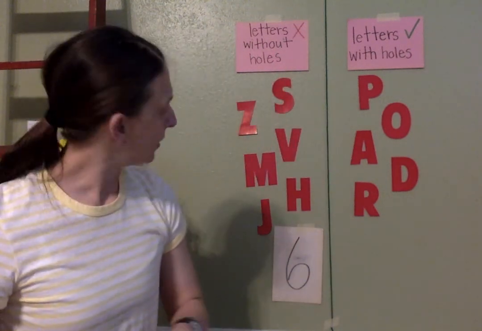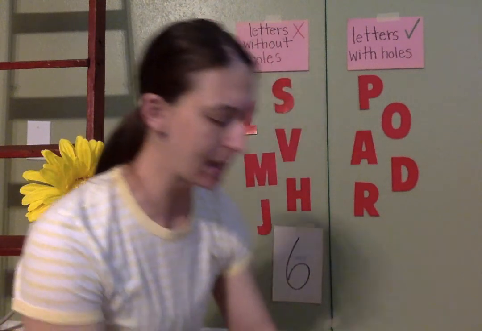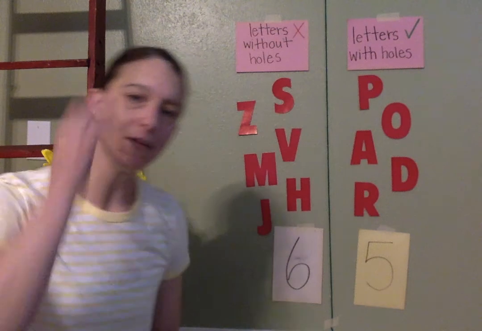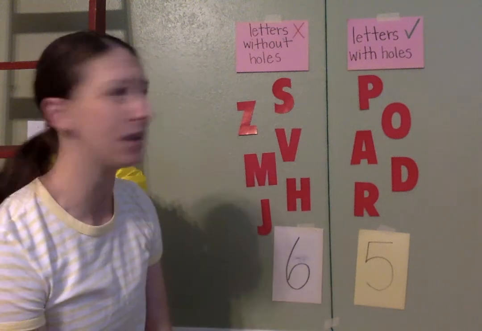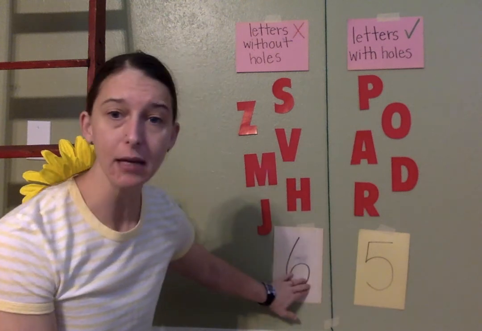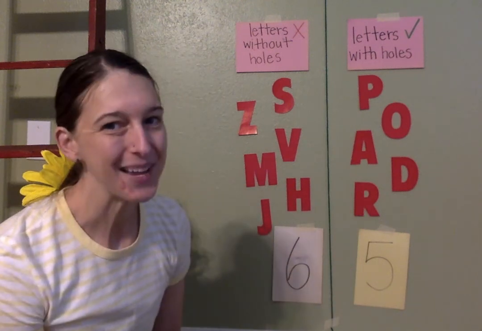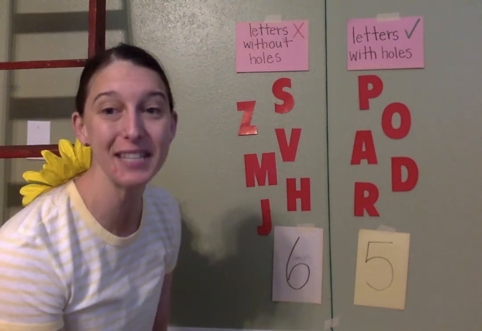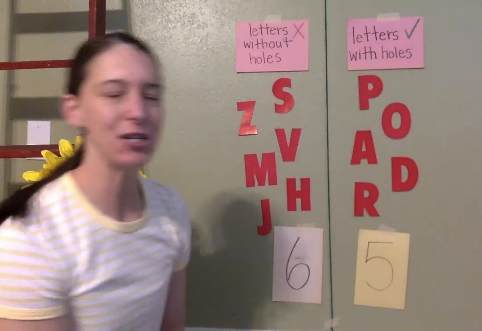Now, the letters with no holes have 6. The letters with holes have 5. So which one is the winner? Which number is bigger, 5 or 6? 6 is bigger. So the letters without holes are the winners today. Good job, letters.